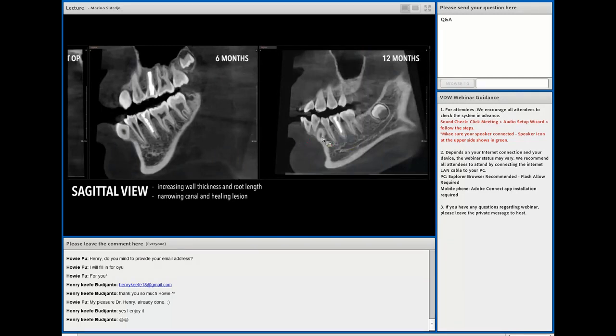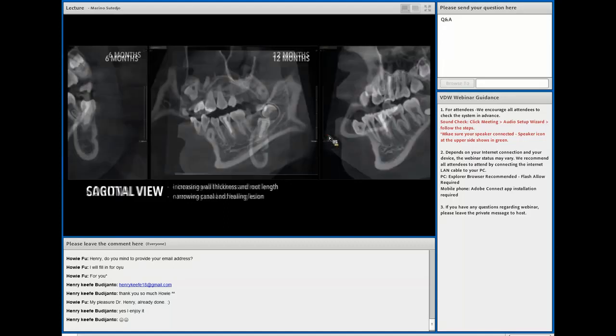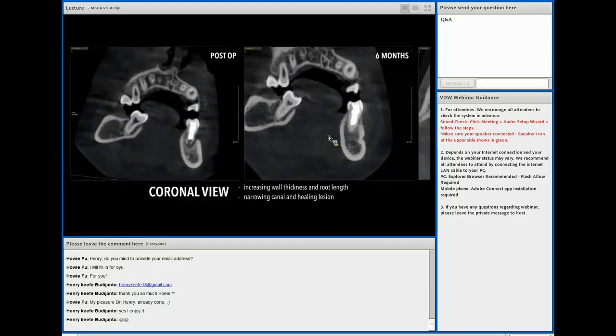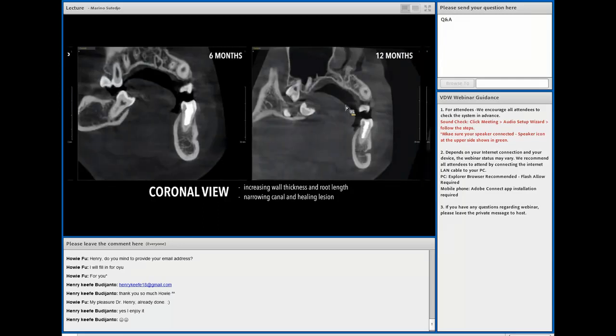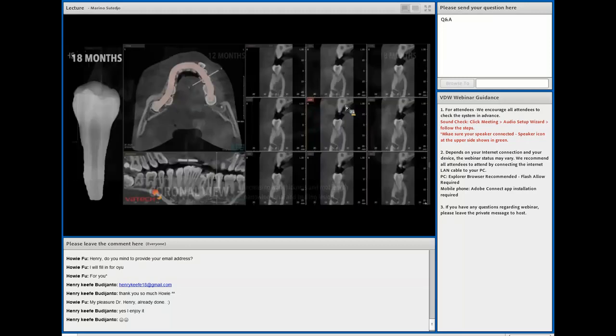Now you can see actually from the CBCT at 12 months, the apical is already closing, and this is the 18 months. So this is the coronal view, where you can see this is a very big open apex and there is a lesion. At 6 months from the coronal point of view or sections, you can see it is closing already. And this is the 12 months, and this is the 18 months of follow-up.